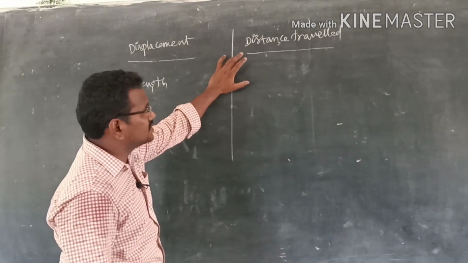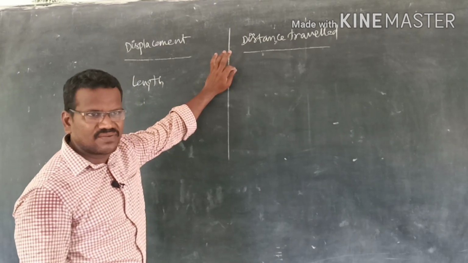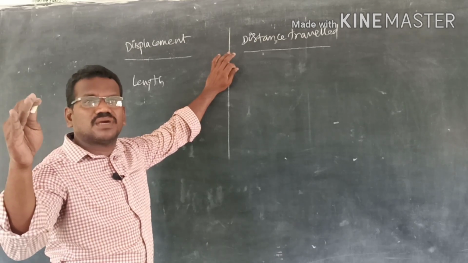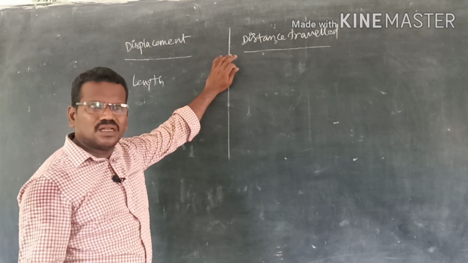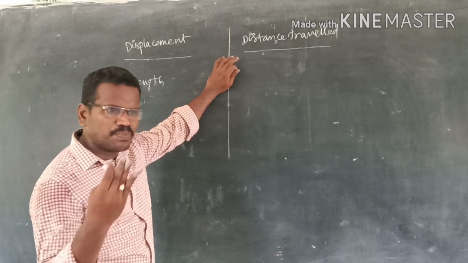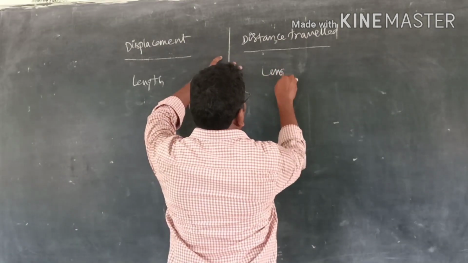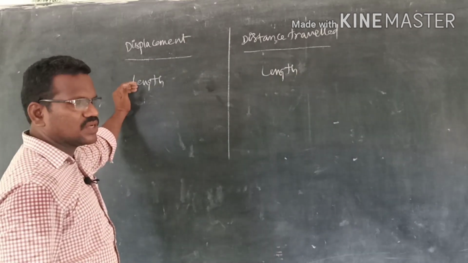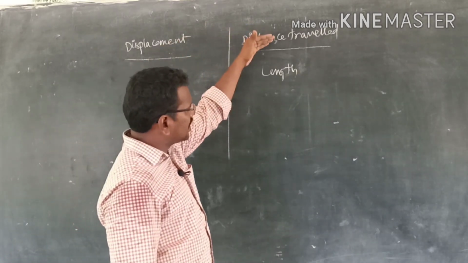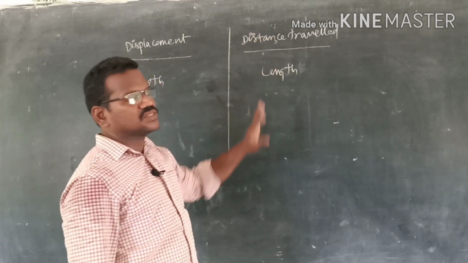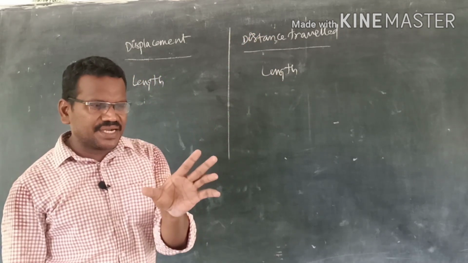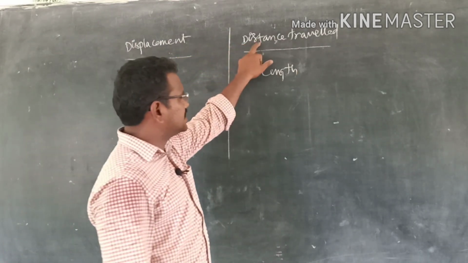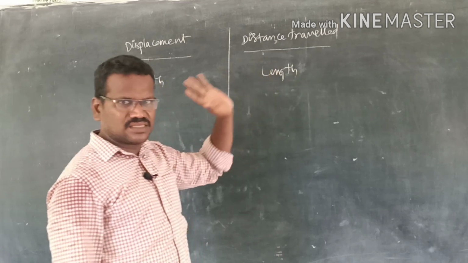Now, what is the distance traveled? Distance traveled is physically defined as the longest path taken by the body in its motion. Here also, path is nothing but length only. So displacement is numerically equal to length, and distance traveled is also numerically equal to length. That means the magnitude of both displacement and distance traveled is nothing but length.